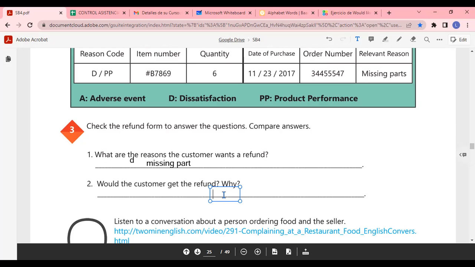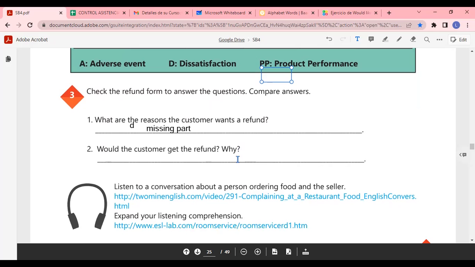What about the other ones? What do you think? They are going to get the refund. Why? Because there are six products, and maybe they can change it for a new one, or maybe they can get the money, right? So yes, they are going to get it, okay? Now, do we have any questions so far?